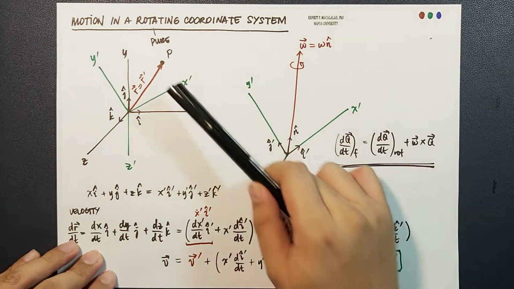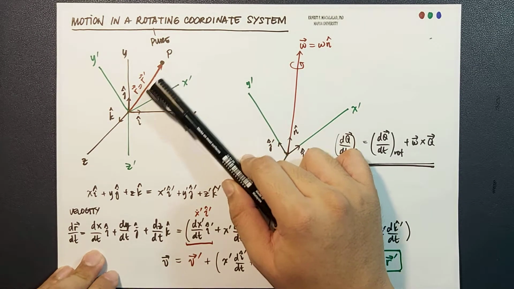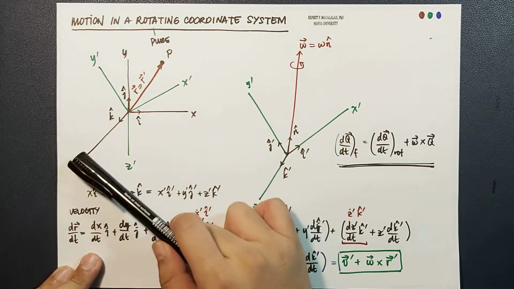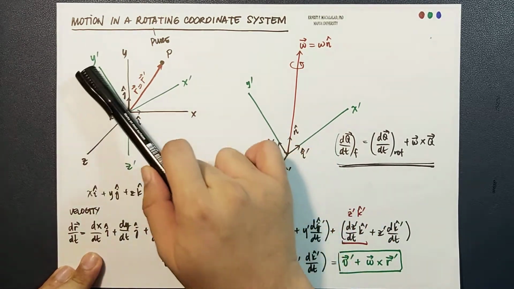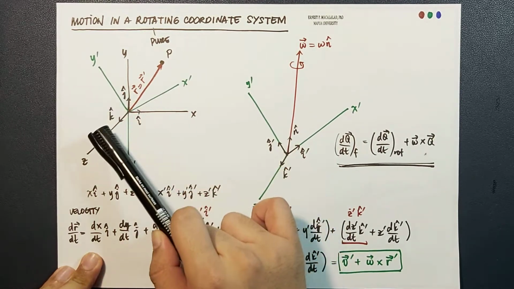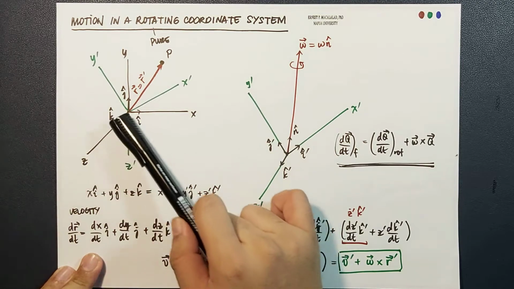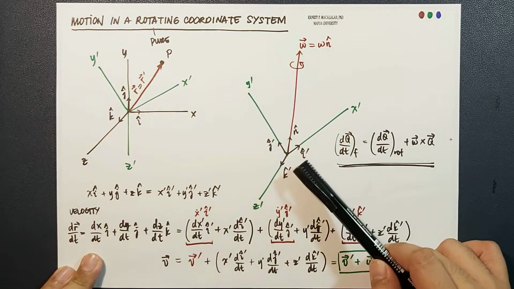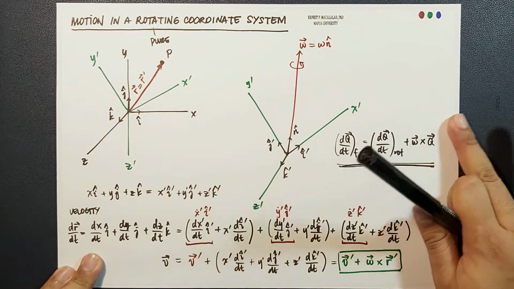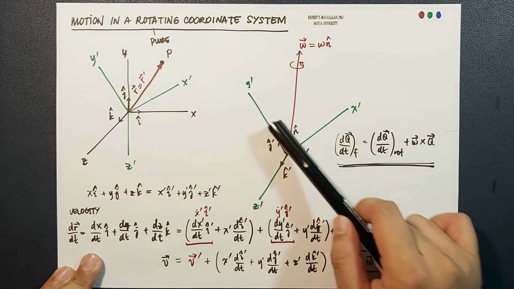So here we consider the particle that is represented by two coordinate systems. One is fixed and one is rotating. So the i, j, and k hat component unit vectors refer to the unit vectors in the fixed frame, and the ones with the prime refer to your unit vectors in the rotating frame.